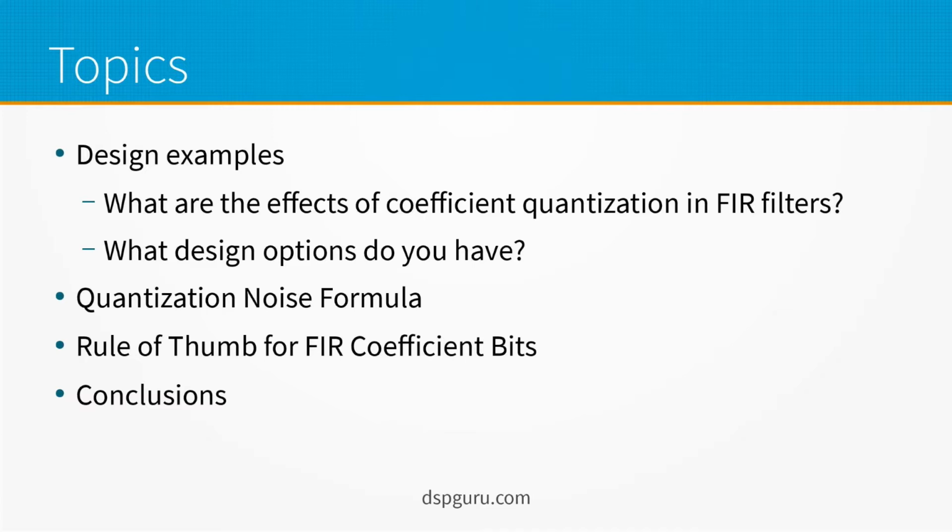I have a couple of design examples where we're going to show what the effects of coefficient quantization are in FIR filters. We're going to talk about what you can do about it and what design trade-offs you have to work with. We're going to do a brief overview of the quantization noise formula, and we're going to use that to develop a rule of thumb for coefficient bits, and finally wrap up.